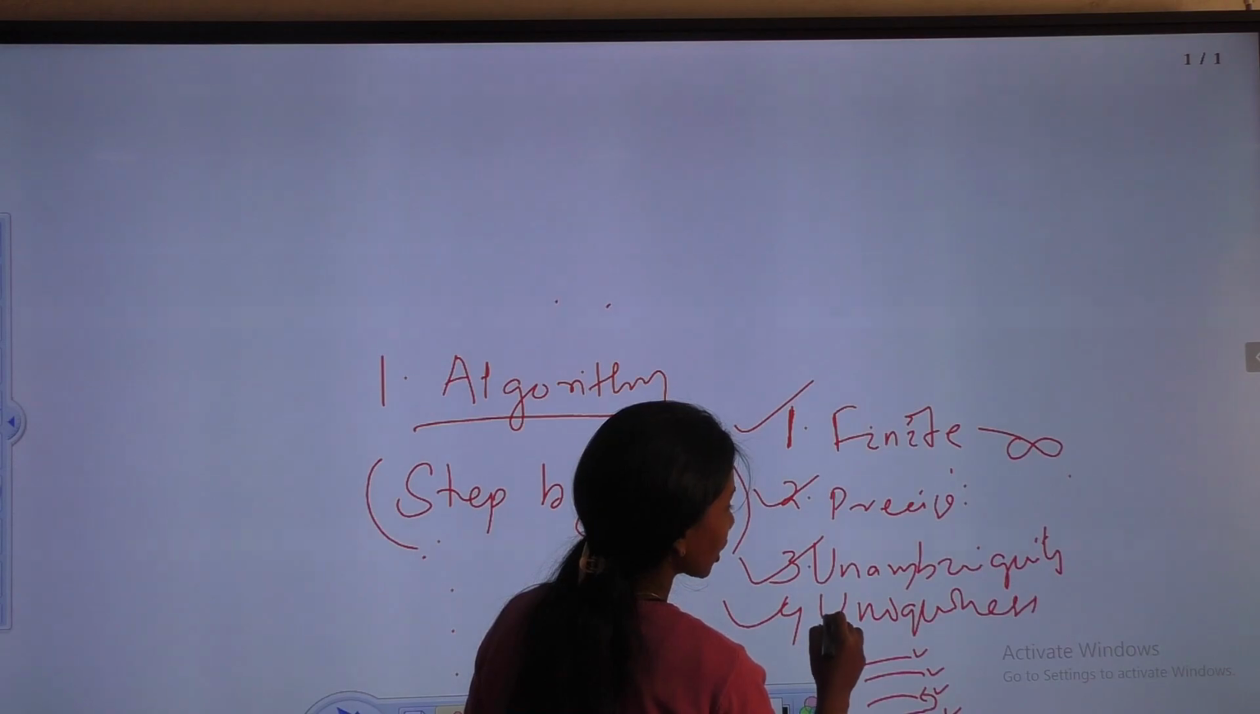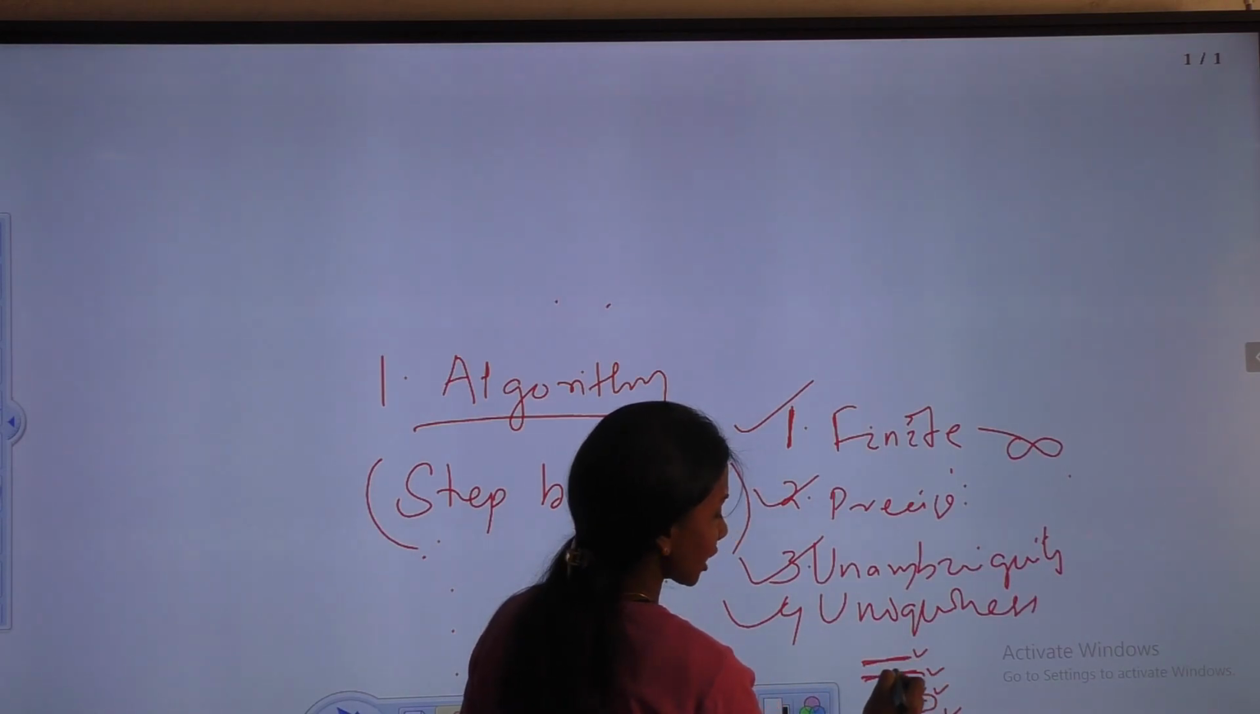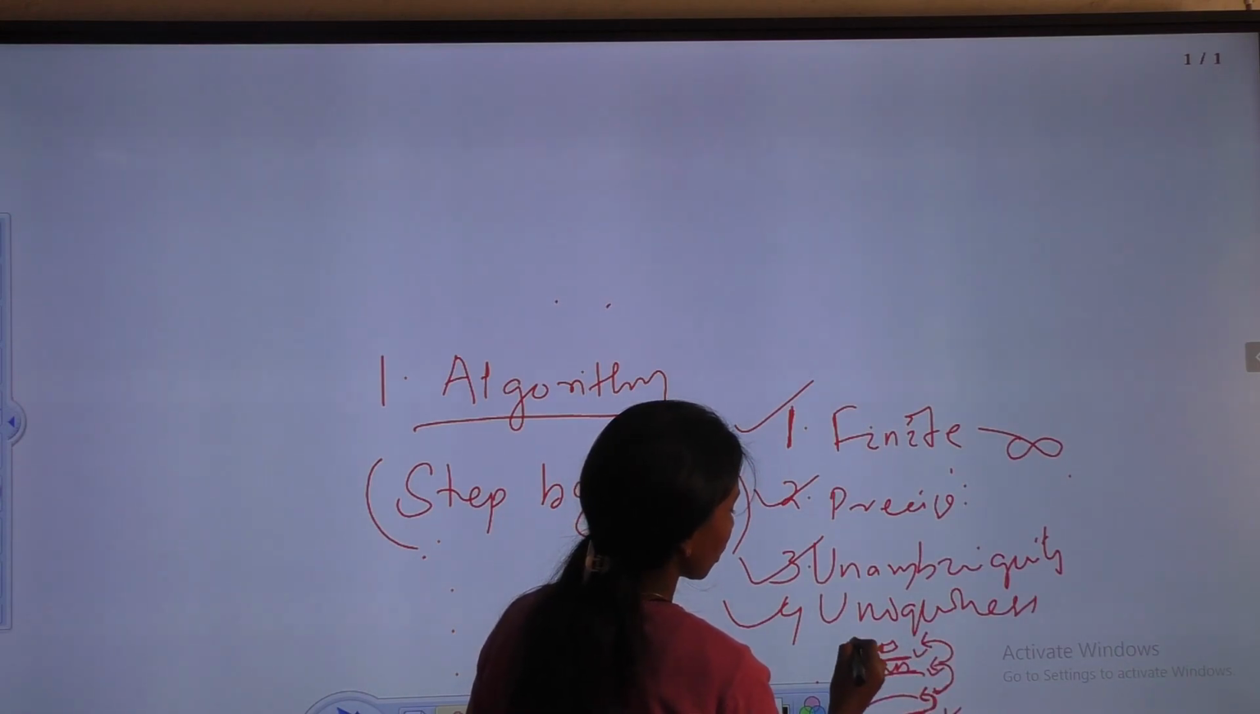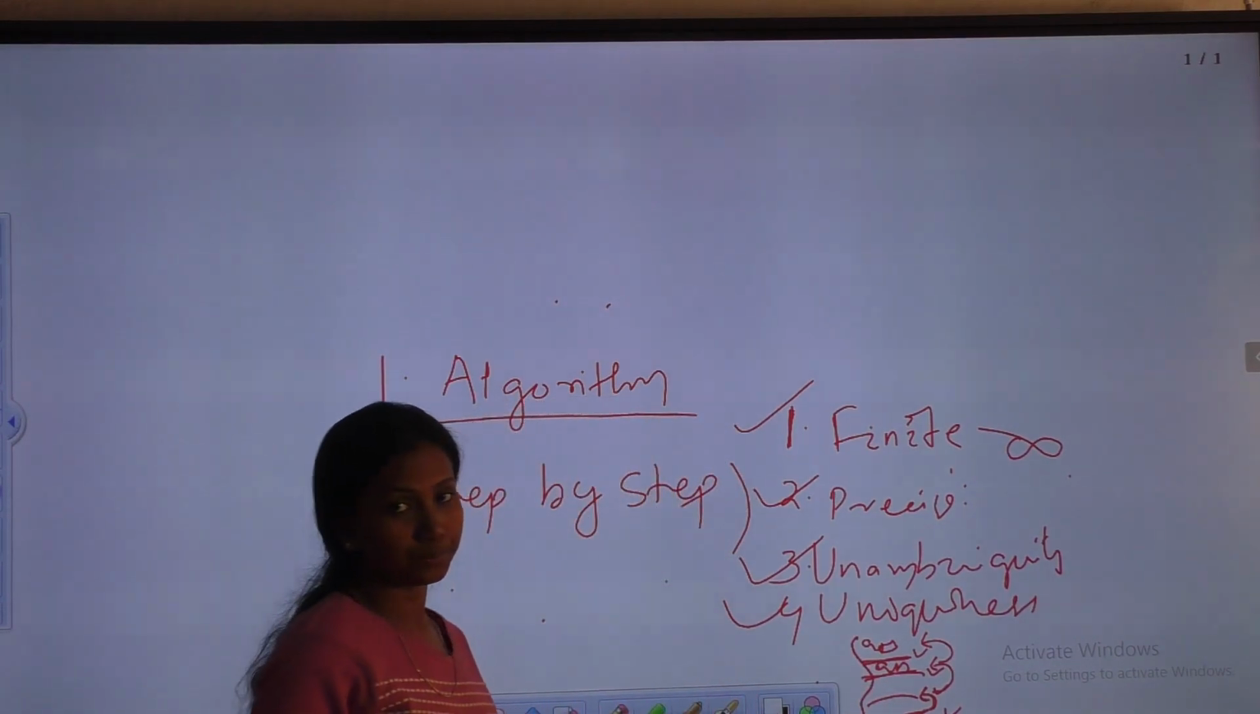Unambiguous and uniqueness means this step is never repeated in the second step. Suppose this is A plus B, then that is not repeated in the second step as A plus B. Only the last step will depend on its previous step. So this also depends on this previous step, and this only depends on this previous step. So that is the uniqueness.